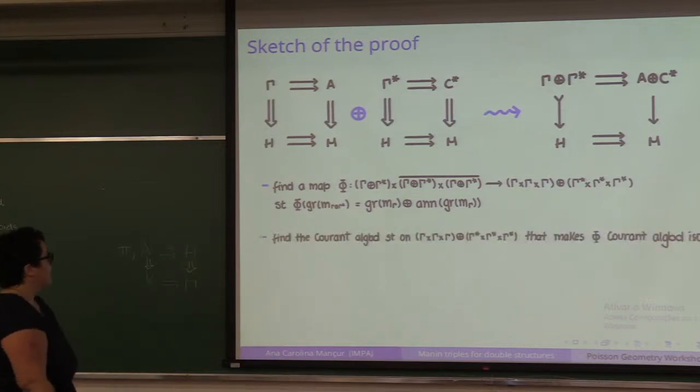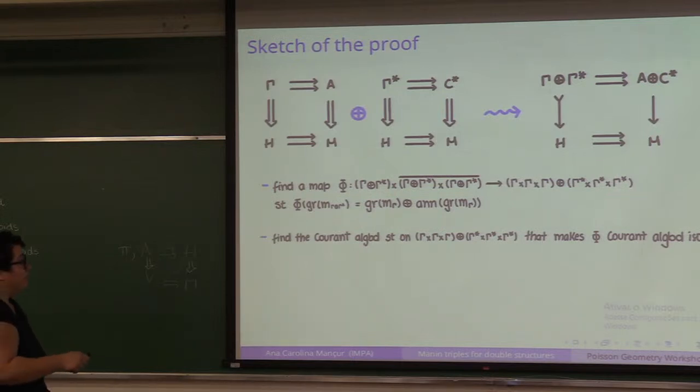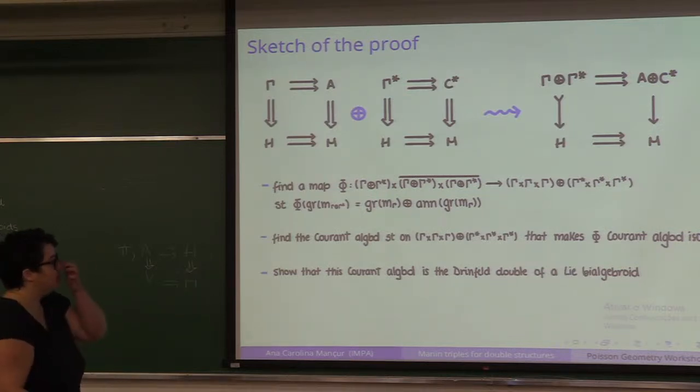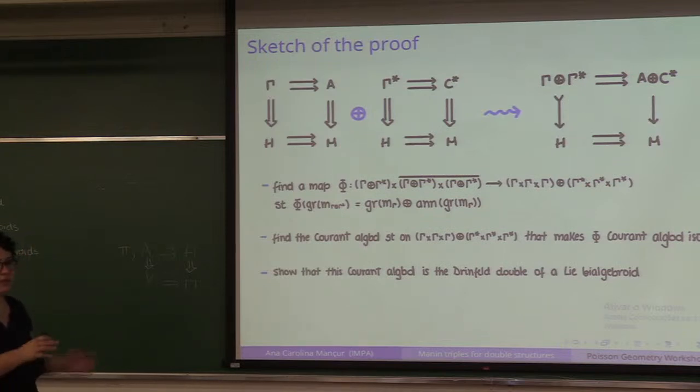So the second thing that I do is find a Courant algebroid structure here that makes this map a Courant algebroid isomorphism. And this is not the canonical one, so we need to put some signs in our work. And the next thing is to prove that this Courant algebroid that we want here is in fact a Drinfeld double of a Lie bialgebroid. So the Lie algebroid that we get here is the canonical one, the product of the gamma, but the algebroid here has some signs.